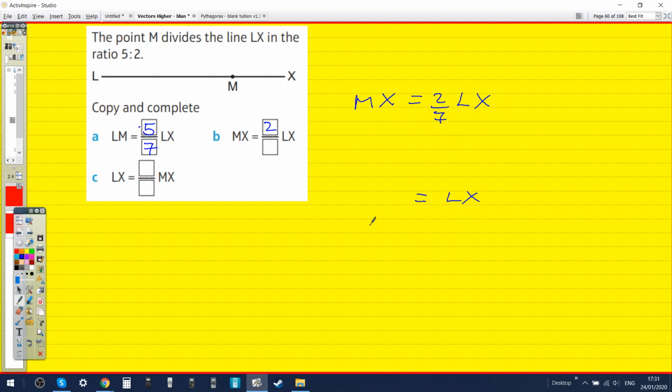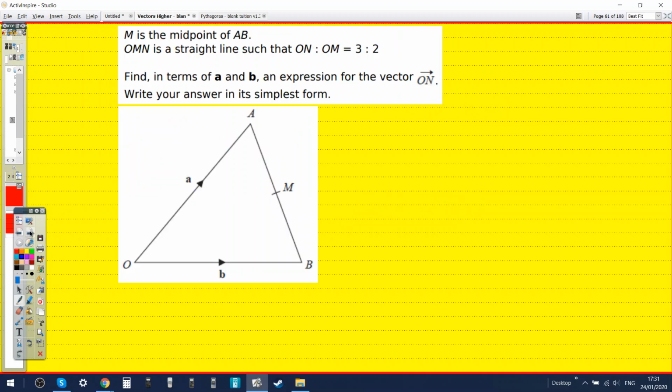Times 2/7 on both sides. Divided by 2/7 on both sides. What would you get? How do you divide by a fraction? Flip the numerator and denominator and then multiply by that. That's it. And so, if you had to work in reverse, you would get an improper fraction, 7 halves. So MX is 2/7 of LX, so LX is 7 halves of MX. And so we'll need that one.